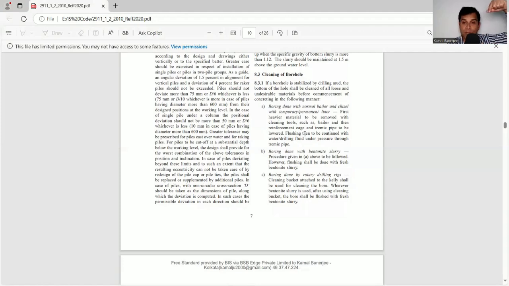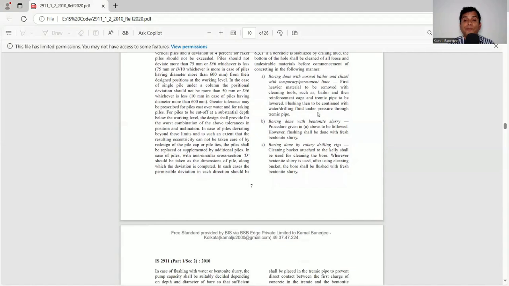Whenever that much of boring has been done, we need to remove the material with the baler, and then we need to place the reinforcement, and after the reinforcement we need to place the tremie pipe inside the bore, and then we need to clean it. How?